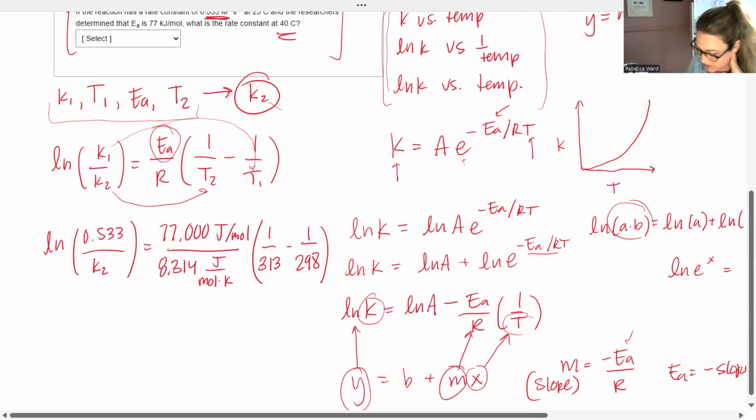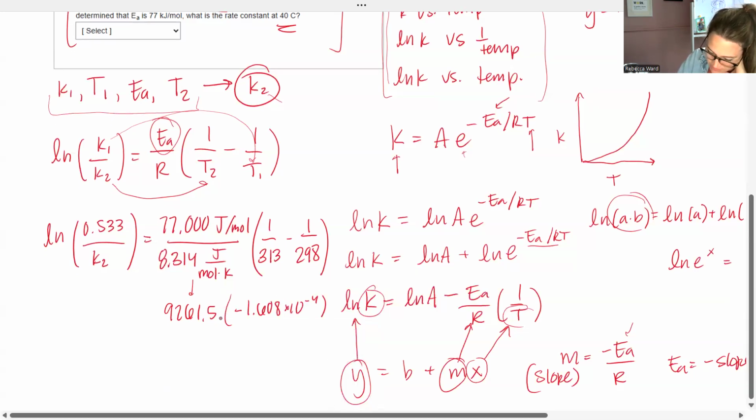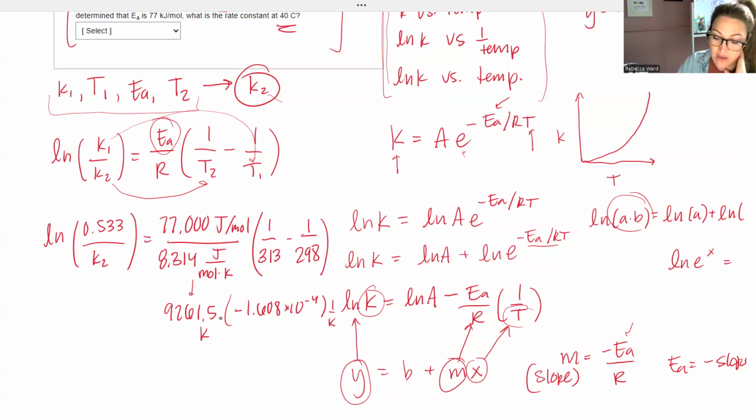All right, so now I'm just going to start plugging in. I'm being very careful with my calculator punches. This is, I think, a pretty easy place to make a mistake. Okay, so that's my first, that's this right here. And then I'm going to have it by 1 divided by 313 minus 1 divided by 298. Okay, so that's negative 1.608 times 10 to the negative fourth. And this is in 1 over Kelvin. So now I'm going to get something that's unitless, which is good because I'm unitless on my other side. So units are checking out.